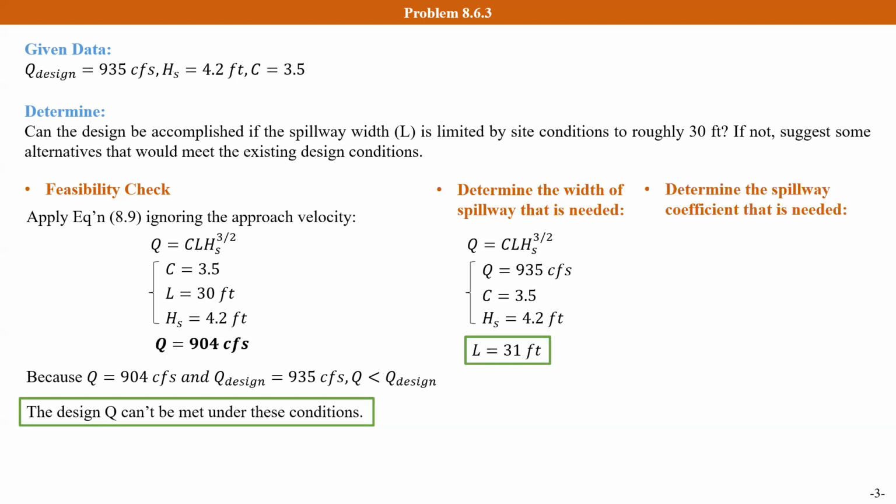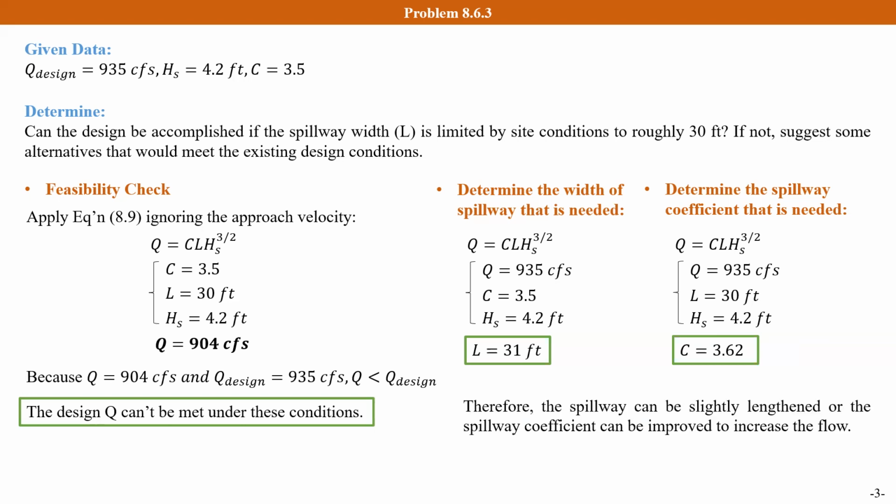Or we can change the spillway coefficient. In this situation, the flow rate is the design flow rate, and the spillway width is 30 feet. The static head is 4.2 feet. Then we can get the revised spillway coefficient, which is 3.62. Therefore, to satisfy the design flow rate, we can slightly increase the spillway width, or we can increase the spillway coefficient.